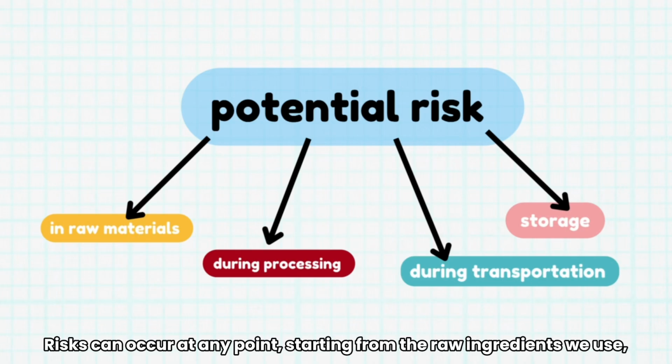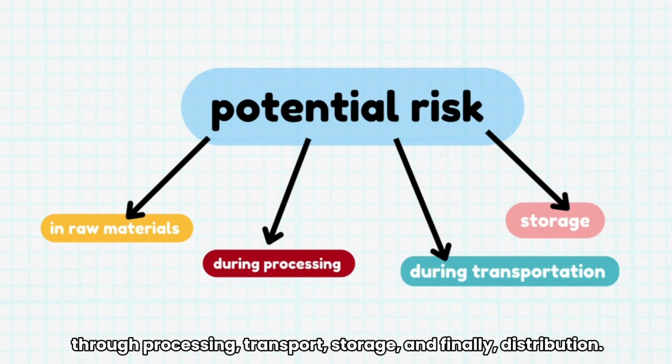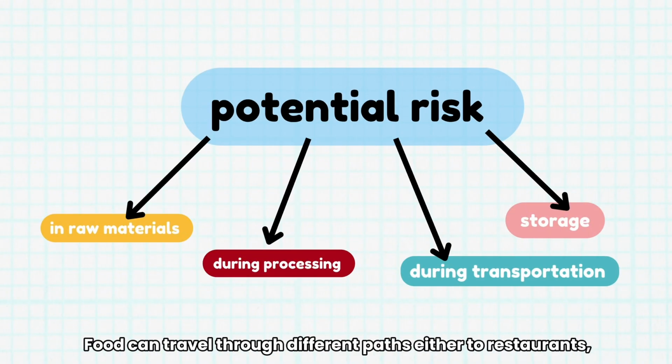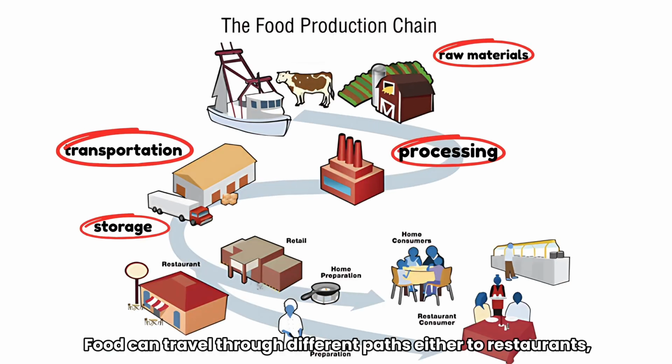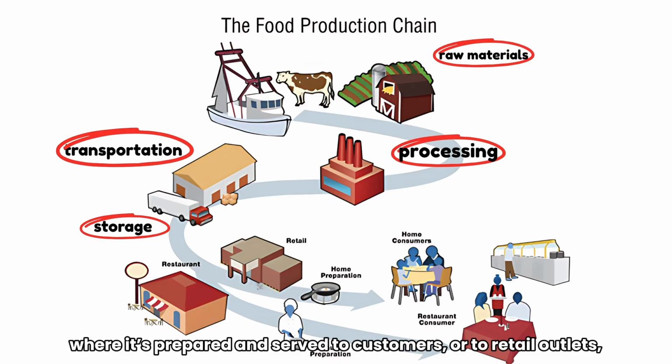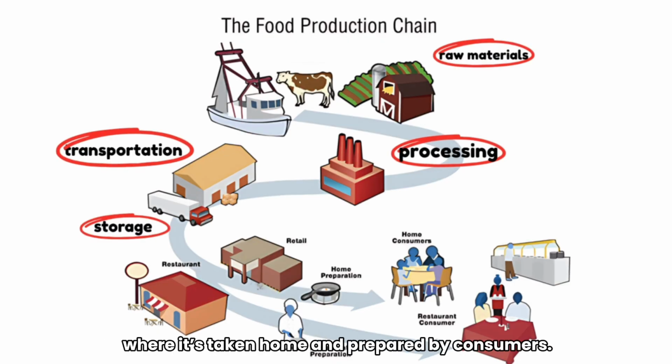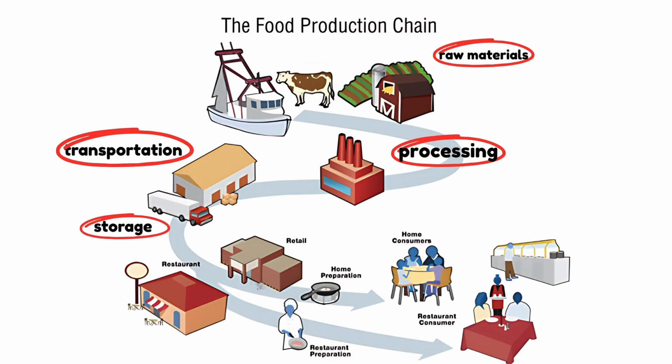Risks can occur at any point, starting from the raw ingredients we use, through processing, transport, storage, and finally, distribution. Food can travel through different paths, either to restaurants, where it's prepared and served to customers, or to retail outlets, where it's taken home and prepared by consumers. At every step, if something goes wrong, it can affect the safety and quality of the final product.